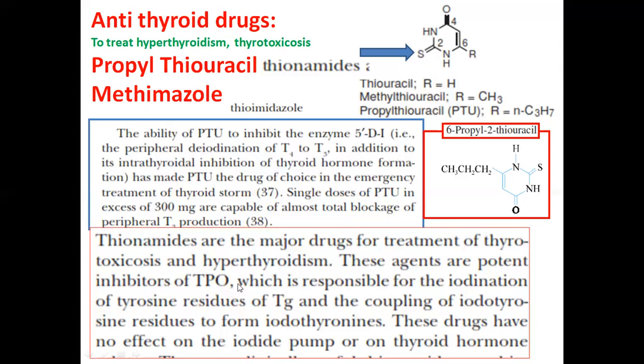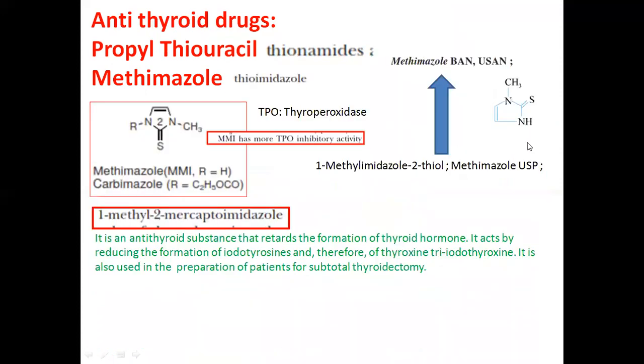They are potent inhibitors of the thyroid peroxidase enzyme. 6-propyl 2-thiouracil is the name of this compound. Then methimazole, an imidazole thioperoxidase inhibitor, which I have already told you about.